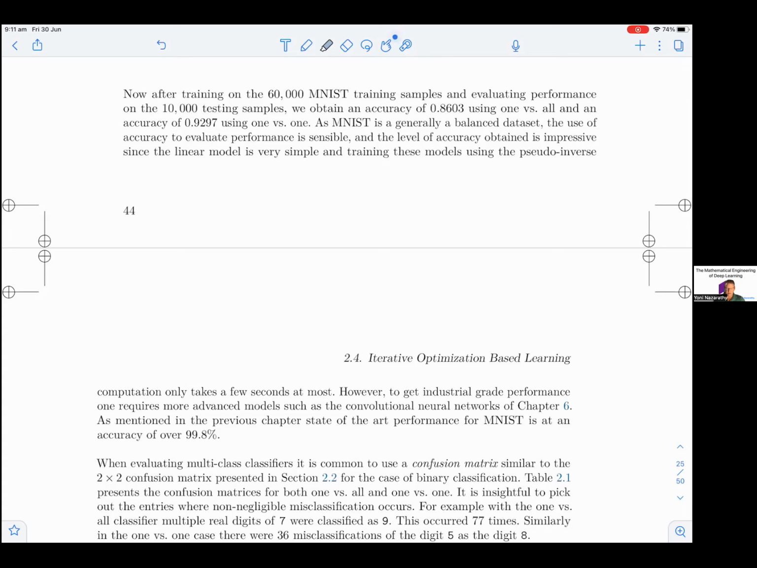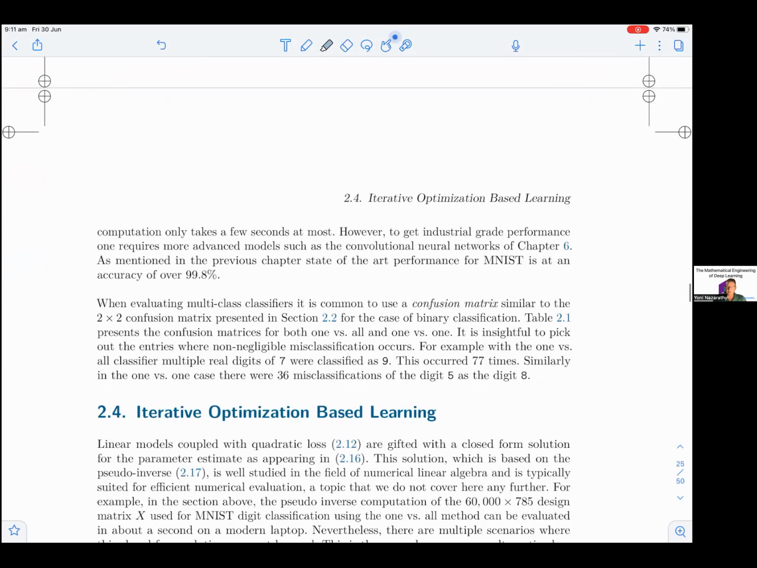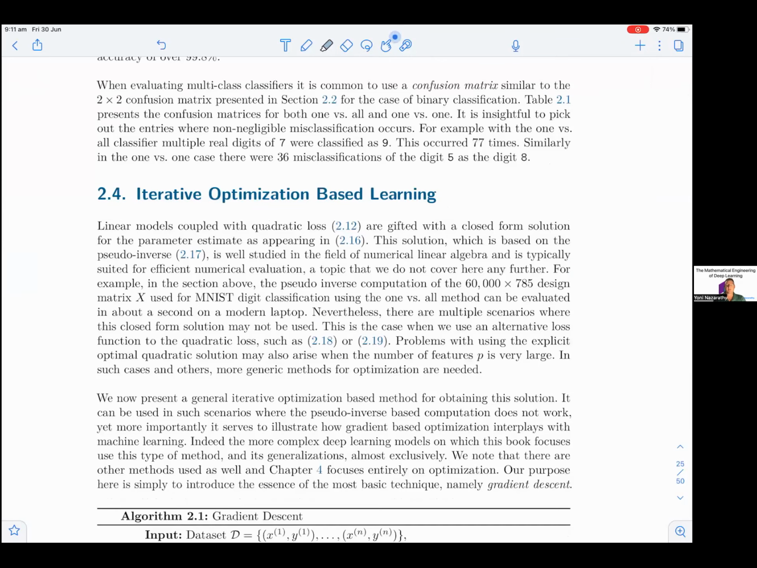However, to get industrial-grade performance, one requires more advanced models, such as the convolutional neural networks of Chapter 6, where we certainly won't use the pseudo-inverse. As mentioned in the previous chapter, state-of-the-art performance for MNIST is at an accuracy of over 99.8%. When evaluating multi-class classifiers, it's common to use a confusion matrix similar to the 2x2 confusion matrix presented in the previous section for the case of binary classification. So table 2.1 presents the confusion matrices for both 1 versus all and 1 versus 1.